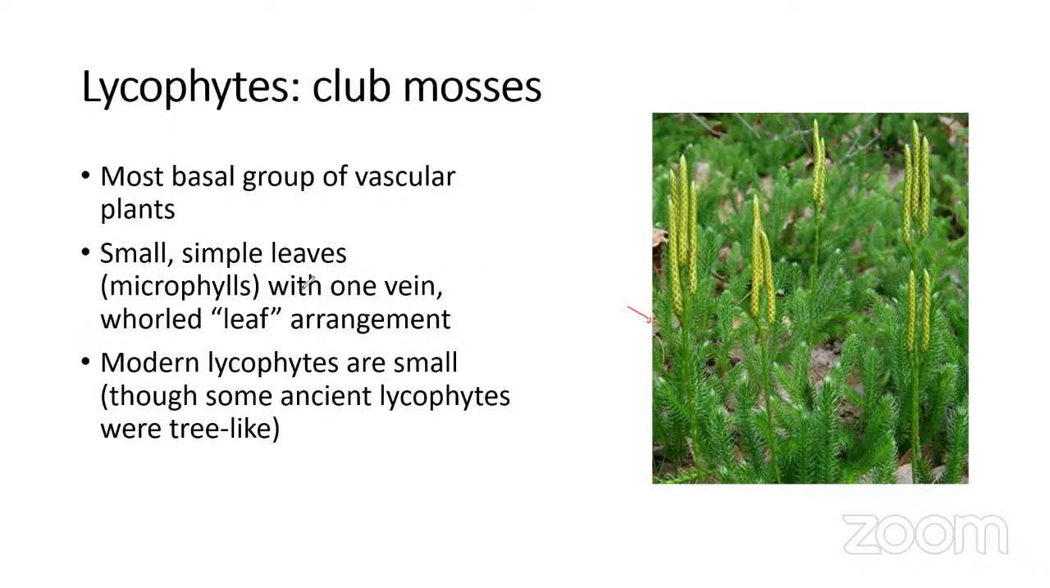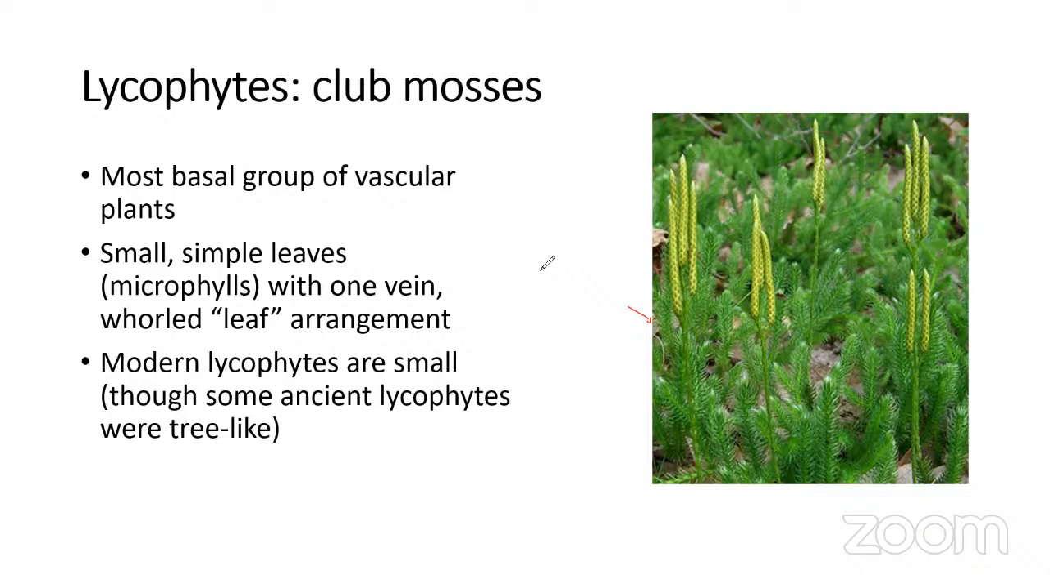Since they're small, we might call them microphylls. They're usually just going to have one vein in the center. They're going to be spiraled around the stalk. So we might call this a rolled effect.